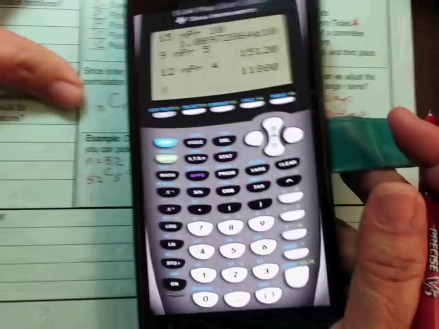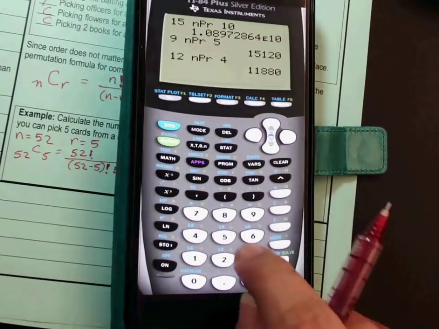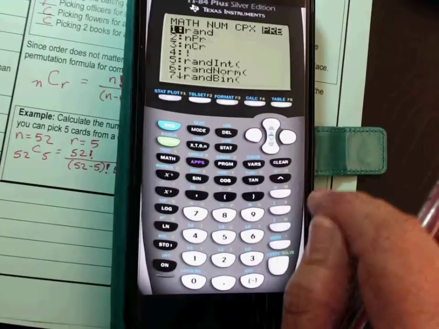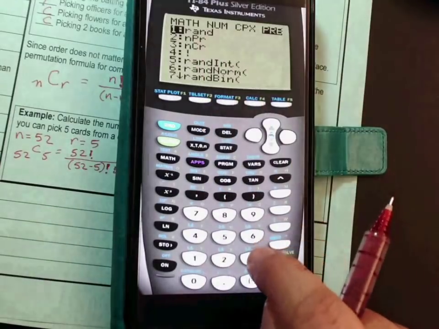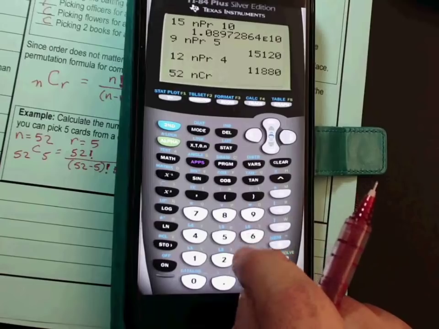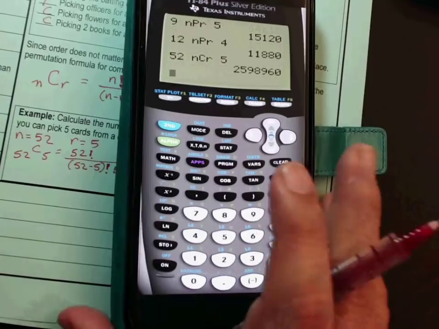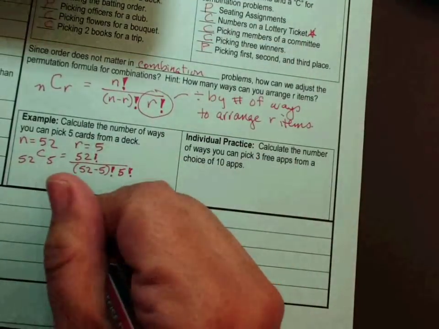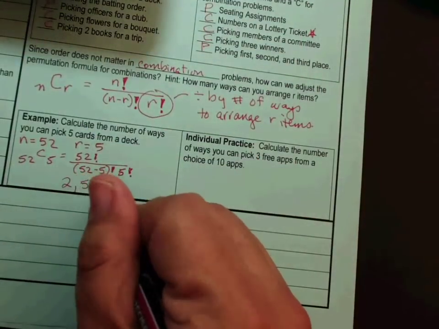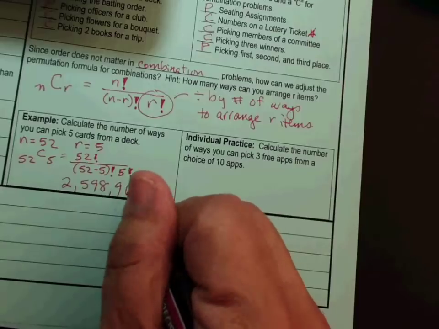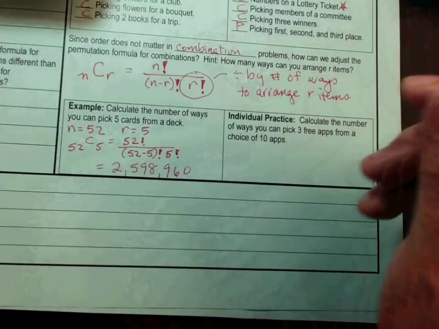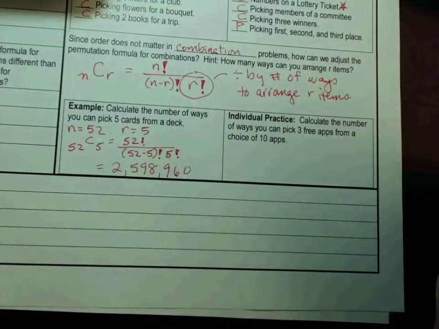But I'd much rather use my handy dandy calculator. So I go 52 first, math, go to PRB, look there it is, third choice, and then put 5, and that tells me the answer is 2,598,960, which tells you how many hands are in a poker game. That's how many different possible hands there are.